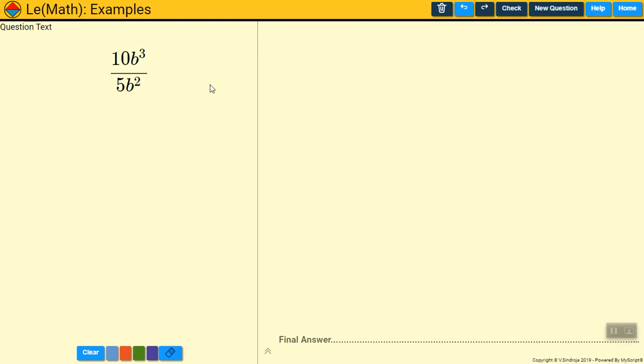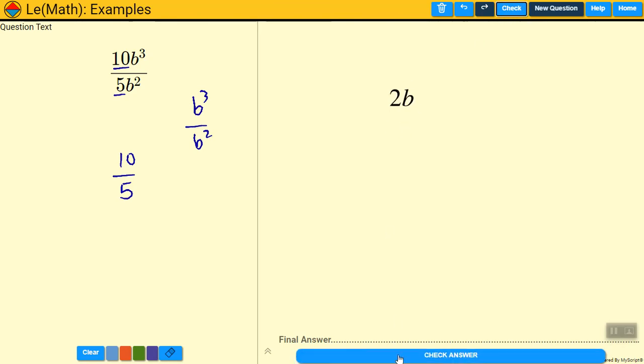Okay, this one's similar, but we've got a division involved. So that 10 and that 5 are coefficients, so we treat them as normal. So what's 10 divided by 5? Well, that's 2. Okay, but the b cubed divided by b squared, we take away the powers, so 3 take away 2 is 1. That's b to the power of 1, but we don't need to write the 1. We never write the 1 in a power. So it's just b. And if we check that, that is the final answer, 2b.